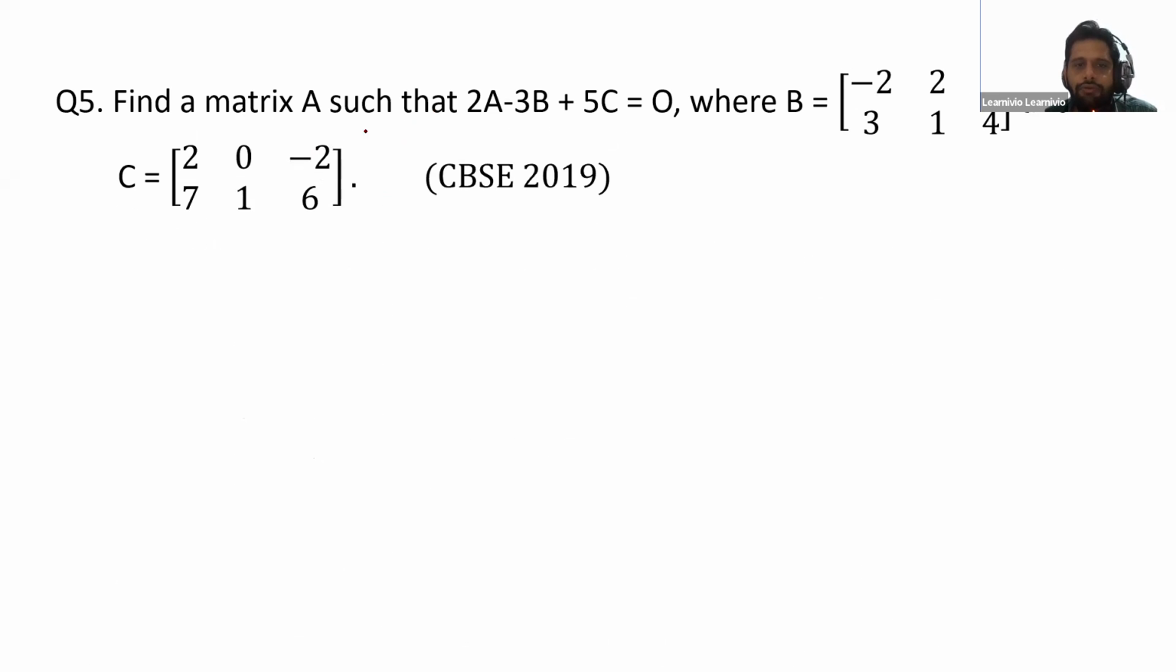Okay, you need to find the matrix A. Matrix B and C are given, and O is again the null matrix. And this question came in CBSE 2019. First of all, can anyone tell me what is the order of this matrix O? What is the order of the null matrix? Can anyone tell me this?